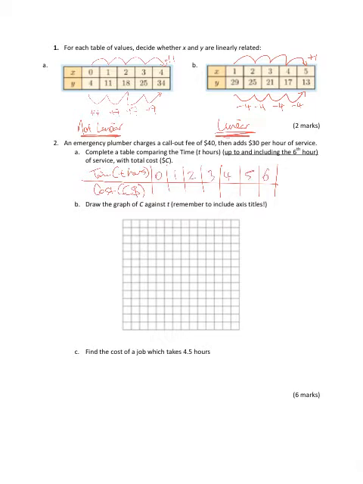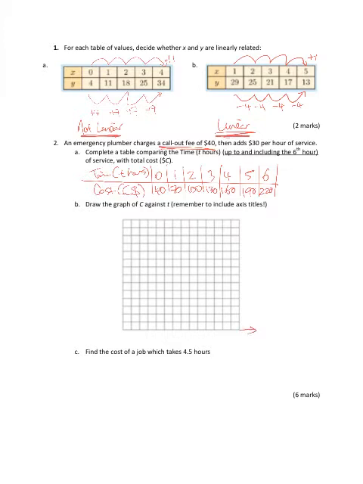You have to include the 0 because he's charging a call out fee. So he's going to charge for you not even spending any time with him. So cost of $40 and $30 per hour. So 70, 100, 130, 160, 190, and 220. Just adding the 30 each time. Draw the graph of C against T. Remember to include the axis titles.